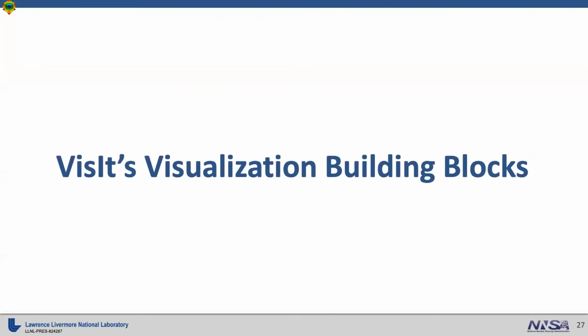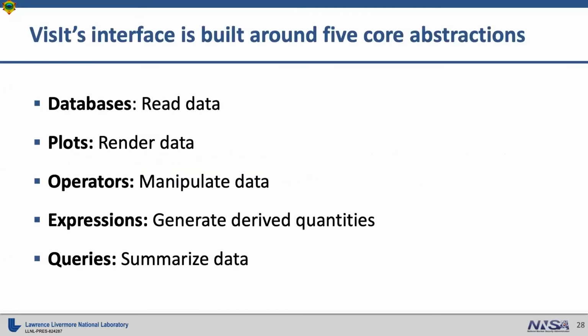Before we dive into the GUI, I'm going to give you something to anchor your thinking when it comes to doing things with VisIt. In VisIt, we have five different abstractions that the interface is built around. You will hear me say them over and over again, because I'm trying to make associations. Let's get started. Databases are the abstraction used to read data. If you have a file format, you're going to use a database to get it in. Plots are what we use to render data. Operators manipulate data, so that could be something like a slice.